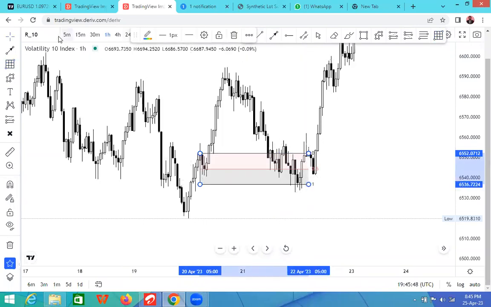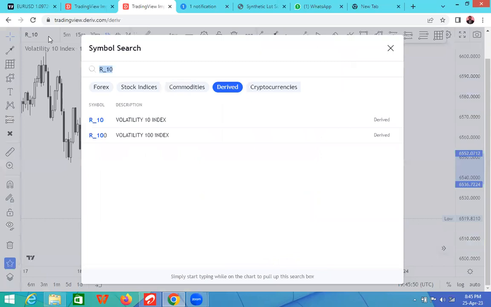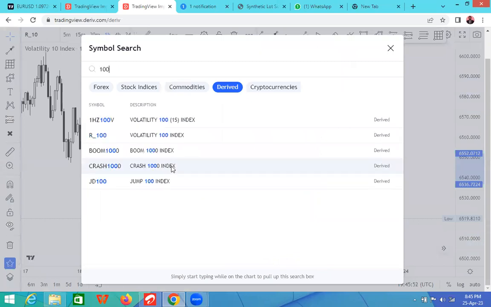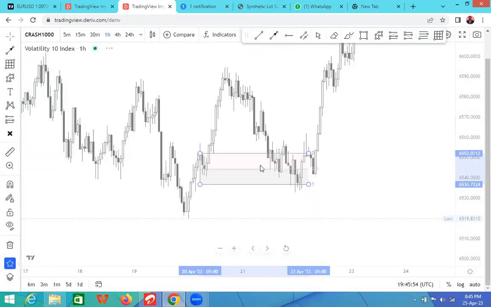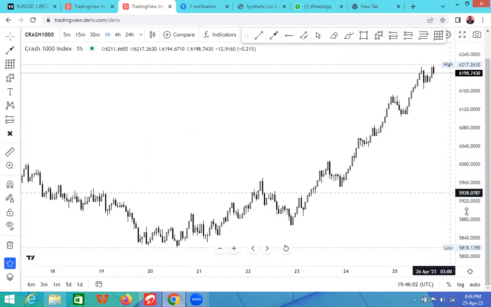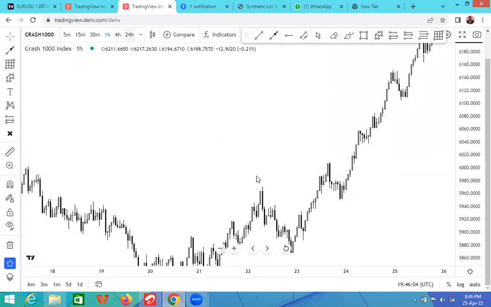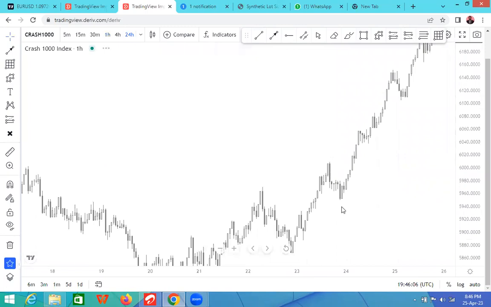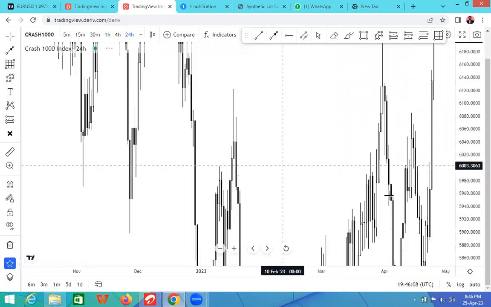Let's go to Crash. I think Crash 1000. I saw something there today that played. So let's see. Crash 1000 was bullish, but overall weekly we are bearish. So we're trying to join the bullish momentum. You can see how price has been bullish for a long time. Let's see the daily.